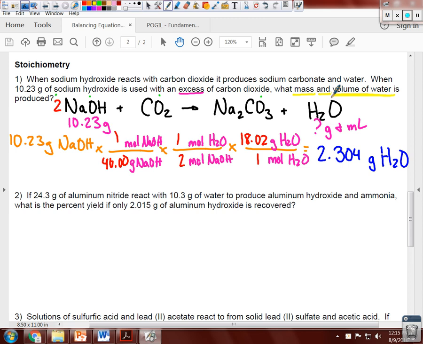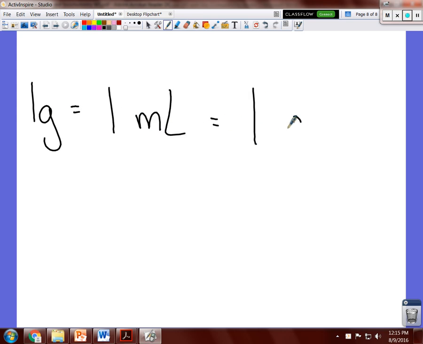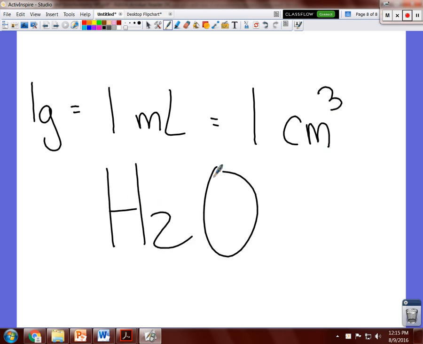Perfect. This is a fact that you guys must know because you're going to see that type of question a lot. 1 gram equals 1 milliliter, which equals 1 cubic centimeter of H2O. This is the standard that everything was compared to. So if they ever give you mass of water, you automatically know the volume. If they ever give you the cubic centimeters of water, you automatically know the volume or the mass. So this is something that has to be ingrained up there.